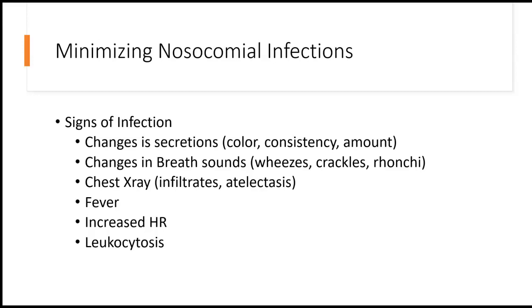There are a couple of signs of infection that you need to make sure you're aware of. Any changes in the secretions, so color, consistency, amount might be a sign of infection. Changes in the patient's breath sounds, as their airways get clogged with excessive secretions, that can cause wheezing, crackles, rhonchi. On the chest x-ray, you might see areas of opacity that could indicate infiltrates or atelectasis.